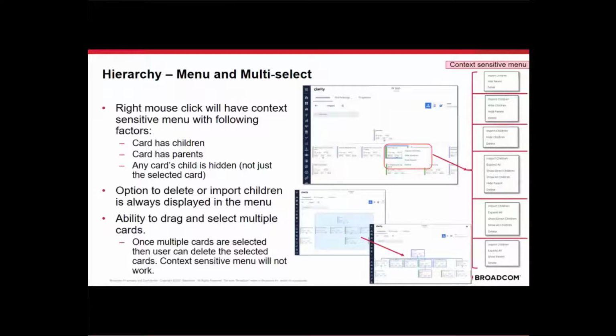I also have the option to drag and select multiple card items. So in this example, I've just dragged and selected multiple card items, and that will then highlight all those selected card items. Once done so, my only option would be to delete them. I cannot use the context-sensitive menu because you cannot have all the options displayed in the context-sensitive menu. So the context-sensitive menu will only work if you have a single card selected. For multiple card selection, you can just delete all of them.